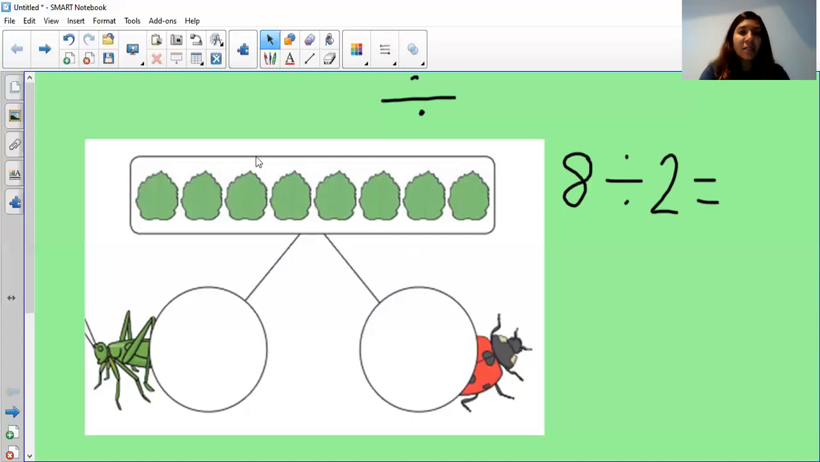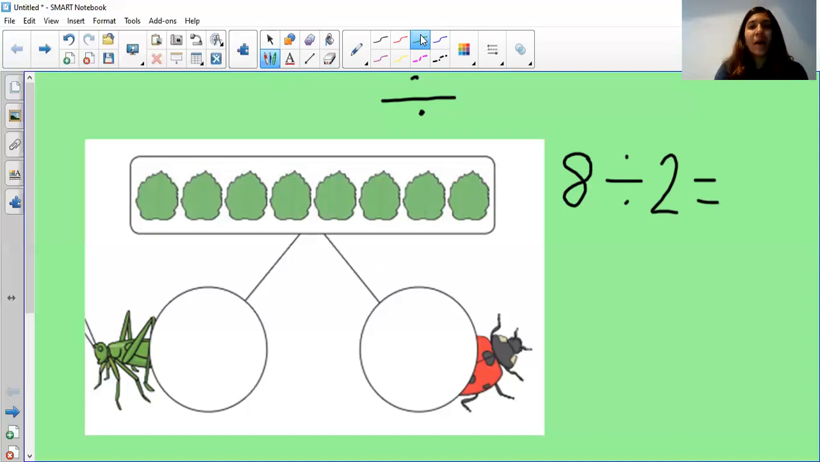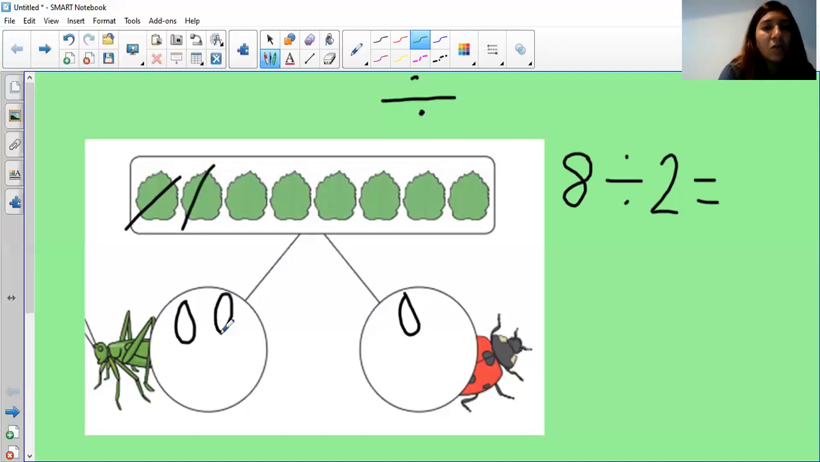So I'm going to do this by drawing today. I'm not moving my leaves. I'm going to draw them and cross them out as I go. So every time I draw a leaf and share it, I cross it out. So I'm going to start by drawing my first leaf, and your leaves might be much better than mine. I'm going to cross this one out. So that's one done. I'm going to draw another leaf here and cross it out until all my leaves have finished and I've crossed all of them out.